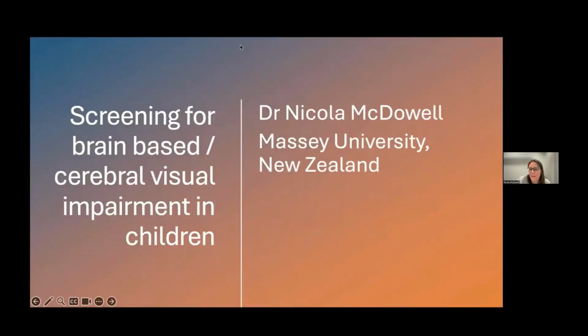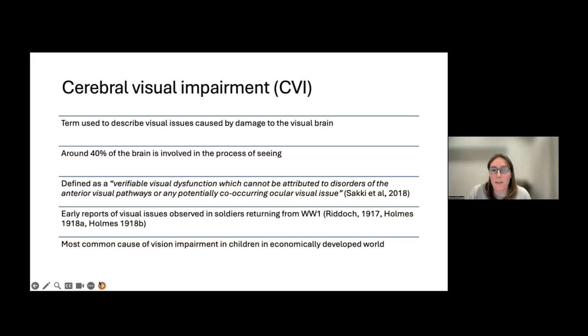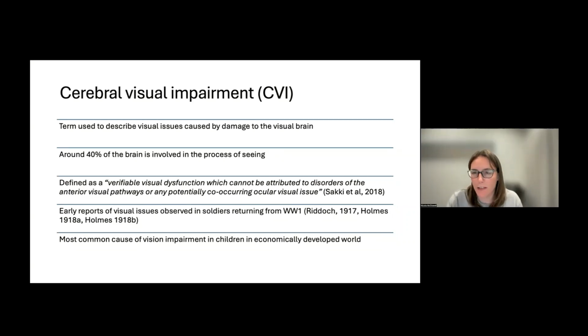Thank you for this great opportunity to share my research looking at screening for brain-based or cerebral visual impairment in children. Just a very quick, brief background on cerebral visual impairment. It is a term used to describe visual issues caused by damage or injury to the visual brain. Around 40% of the brain is involved in the process of seeing, so it comes from many different areas in the brain involved in allowing us to see what is in front of us.